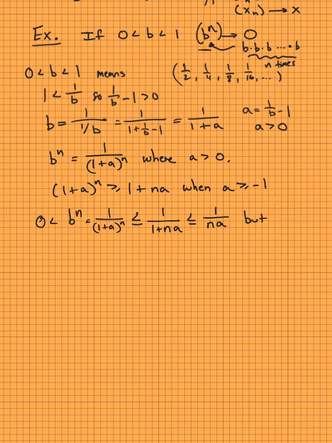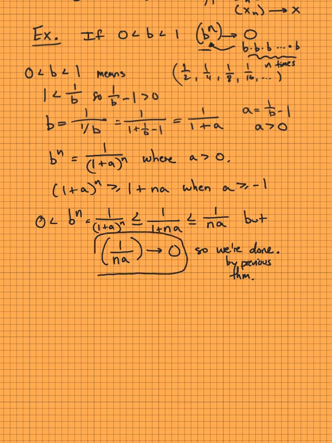But we know something about 1 over na, right? So a was some positive number, so it's just the sequence 1 over n times some positive number. So this goes to 0, so we're done. Okay? By the previous theorem. I mean, in this specific case, you can go through and do the epsilon argument again, but we just proved the last theorem so that we can just say, well, if this goes to 0, we're done and we are happy. So, let's use it and be happy.